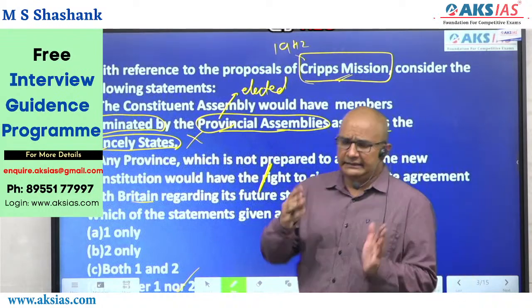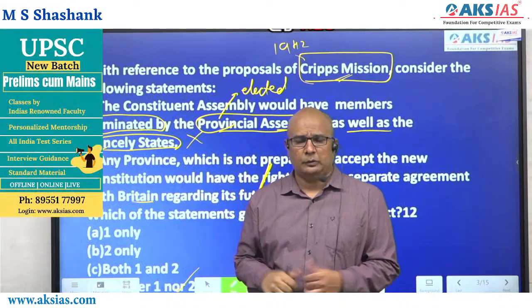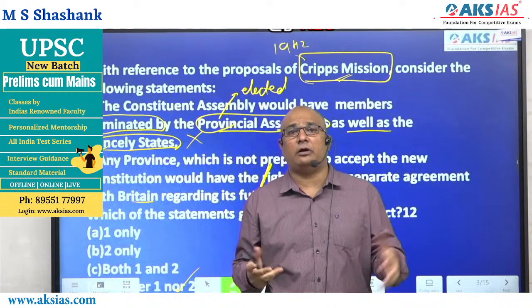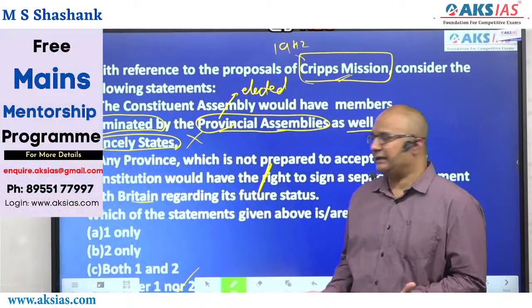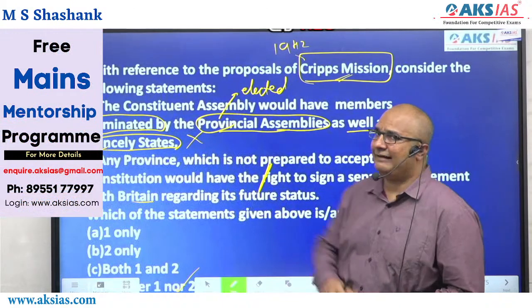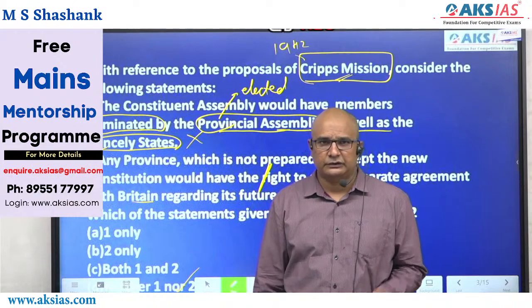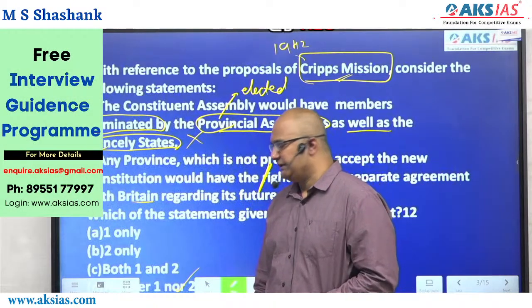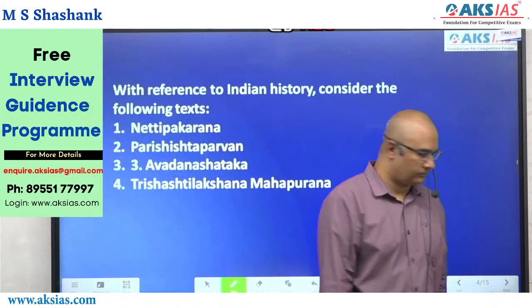They say that if any province really doesn't like the constitution that has been framed, either they can have a separate constitution or form their own separate union. But it's not clearly mentioned there that they can have an agreement with Britain regarding their future status. So that makes statement 2 also wrong. So the answer will be D, neither 1 nor 2. Both the statements are wrong.